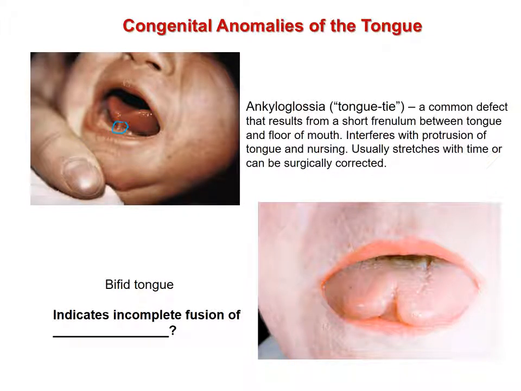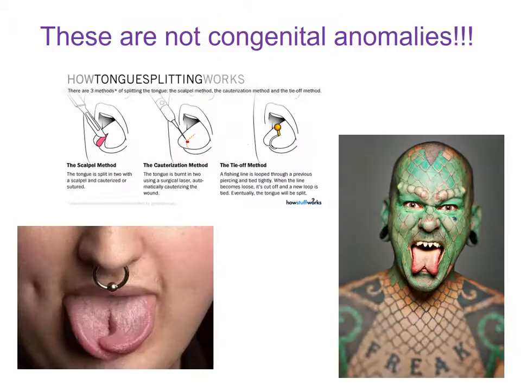The photo on the right shows a bifid or forked tongue resulting from incomplete fusion of the lateral lingual swellings. On a lighter note, and as our last slide, you may see individuals or patients who have voluntarily had their tongues divided along the midline lingual septum in a procedure called tongue splitting. These obviously are not congenital anomalies.